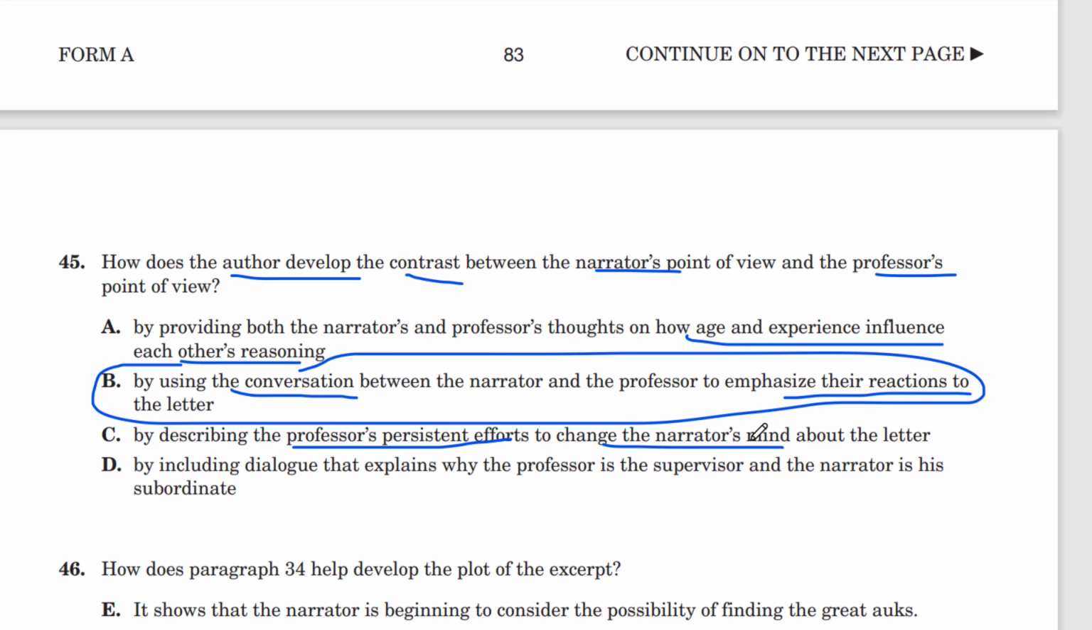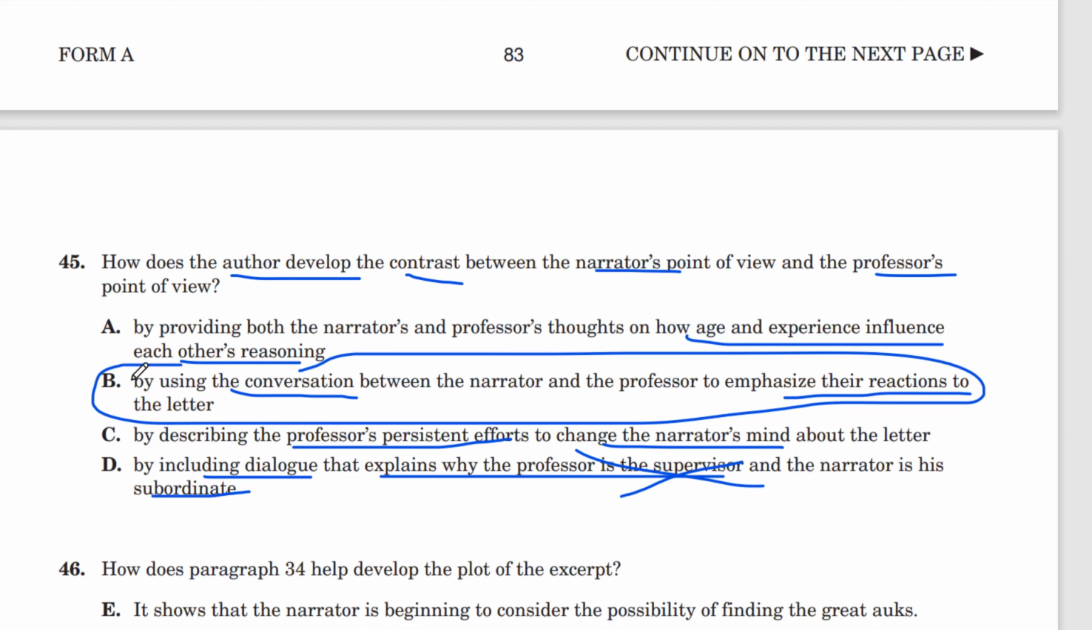He says, you're going to go, because it seems like the guy's working for the professor, right? He's the subordinate. D, by including dialogue, okay, dialogue there, that's good, that explains why the professor is the supervisor and the narrator his subordinate. Well, no, the dialogue doesn't explain why the professor is the supervisor and the narrator is subordinate. That's the wrong thing to be explained. That's not correct. There is dialogue, that's true.